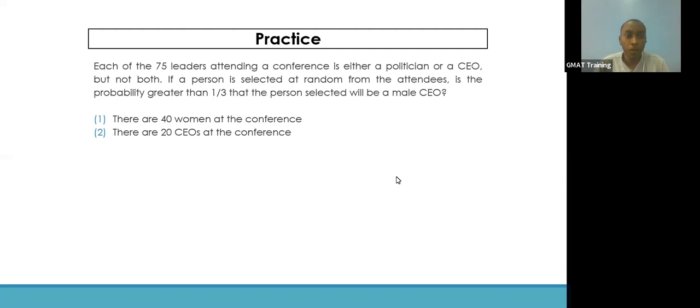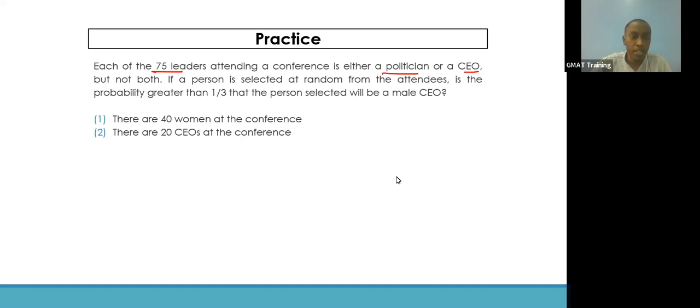Okay, each of the 75 leaders attending a conference is either a politician or a CEO, but not both. If a person is selected at random from the attendees, is the probability greater than a third that the person selected will be a male CEO? We have 75 leaders, and they can be either a politician or a CEO, but not both. If a person is selected at random from the attendees, is the probability greater than a third that the person selected will be a male CEO?